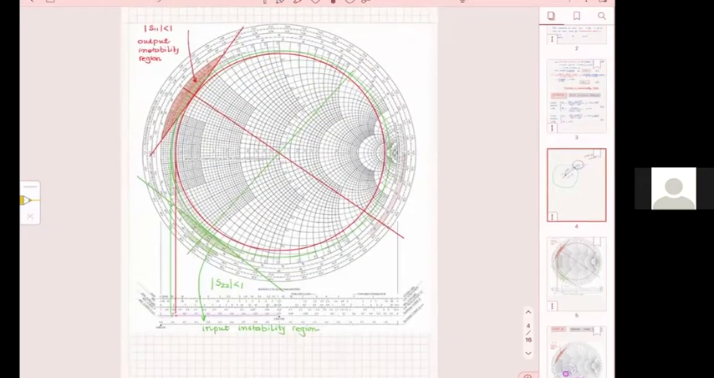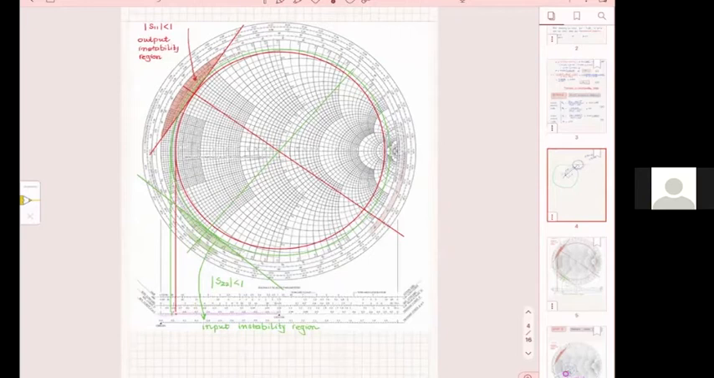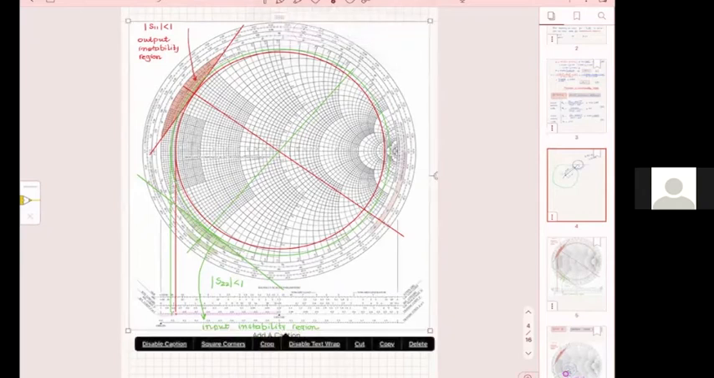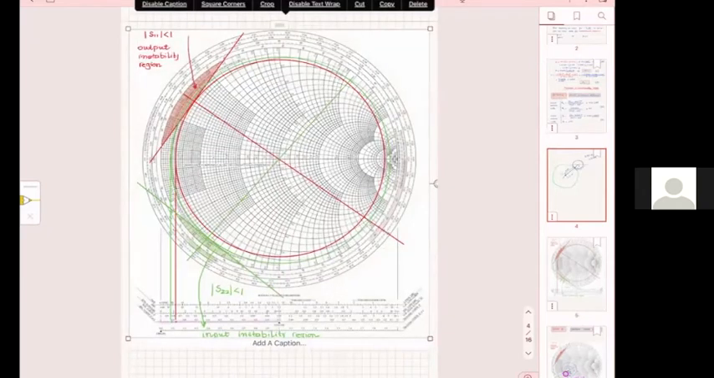You see this green area? Excuse me, 1 second. All right. This area here, the green that you see, you see this green area that says input instability region? This little sliver here is the only instability region. And because the magnitude of S22 is less than 1, the rest of the Smith chart is the stability.